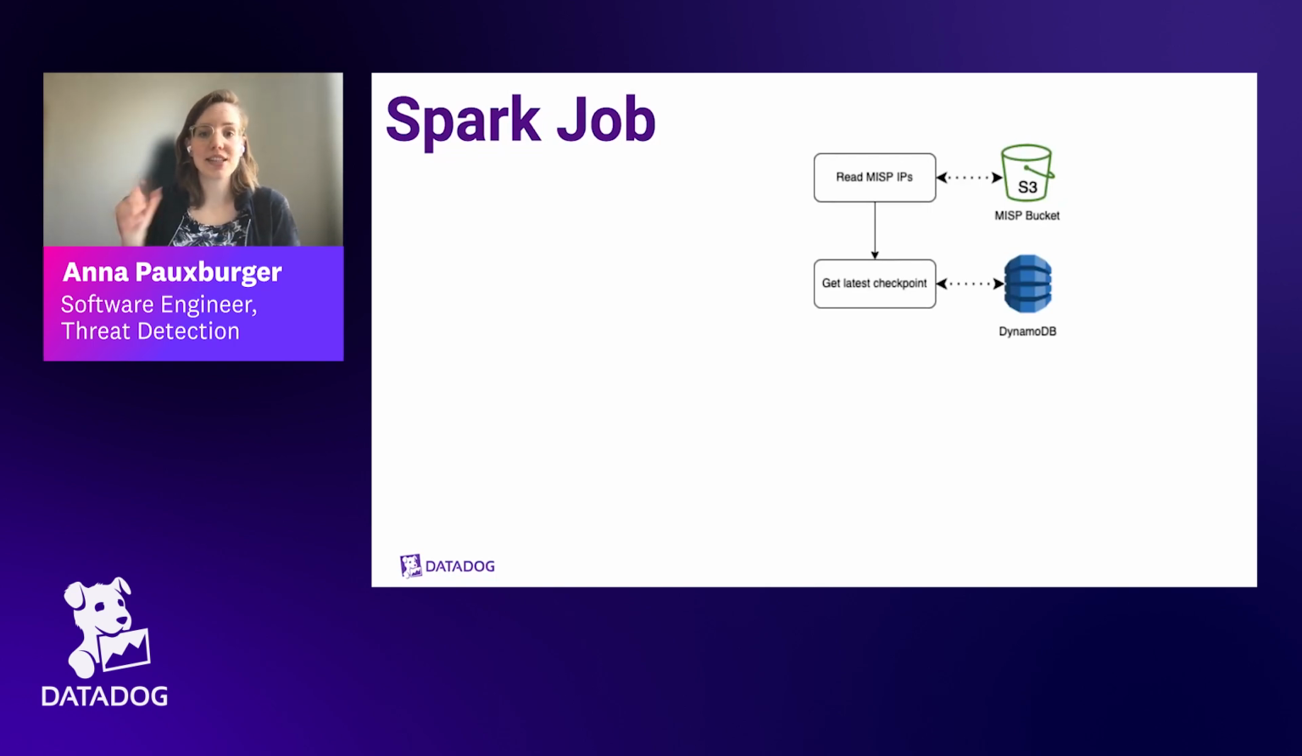Then we get the latest checkpoint from DynamoDB. That checkpoint, if you remember, is the point in the stream of events from which we want to start reading. So instead of starting to read all events from the beginning, we read from where we stood the last time.